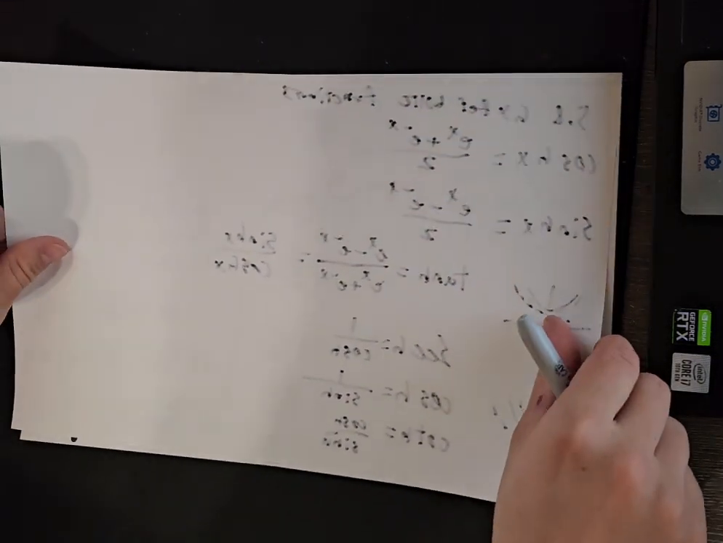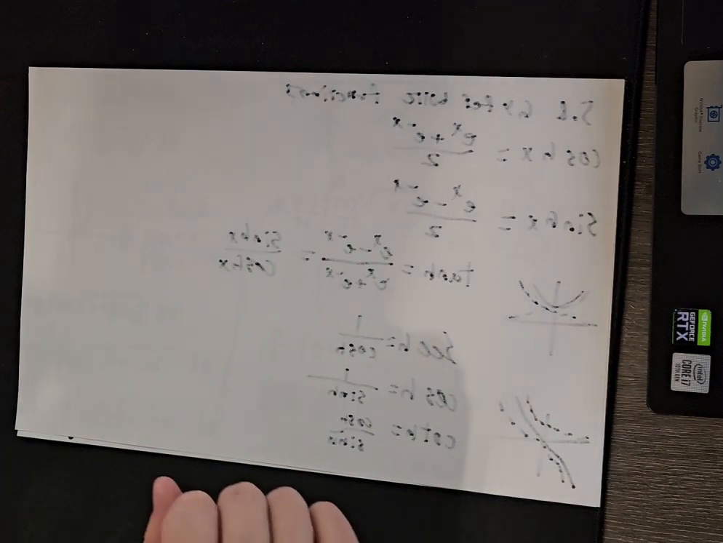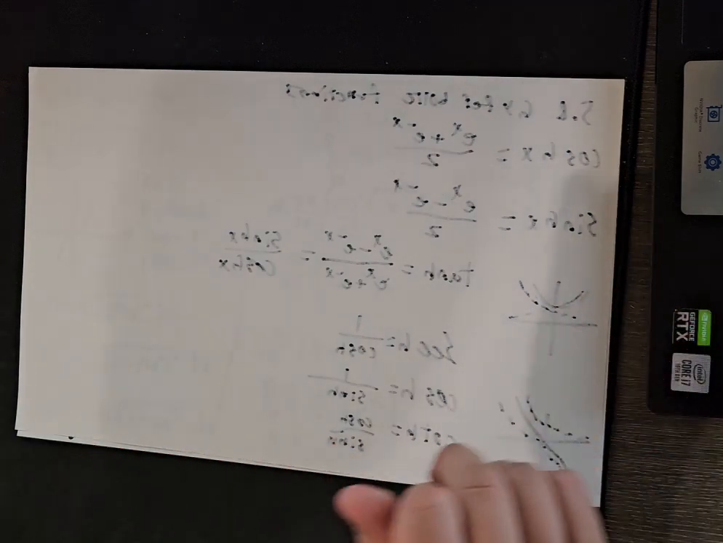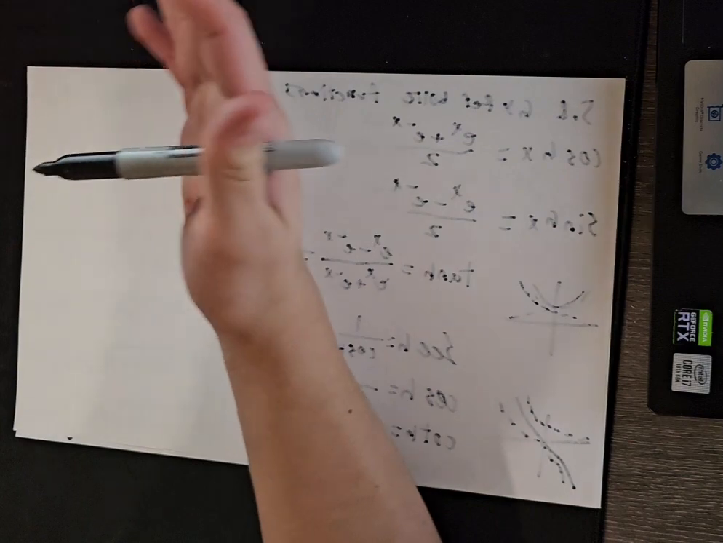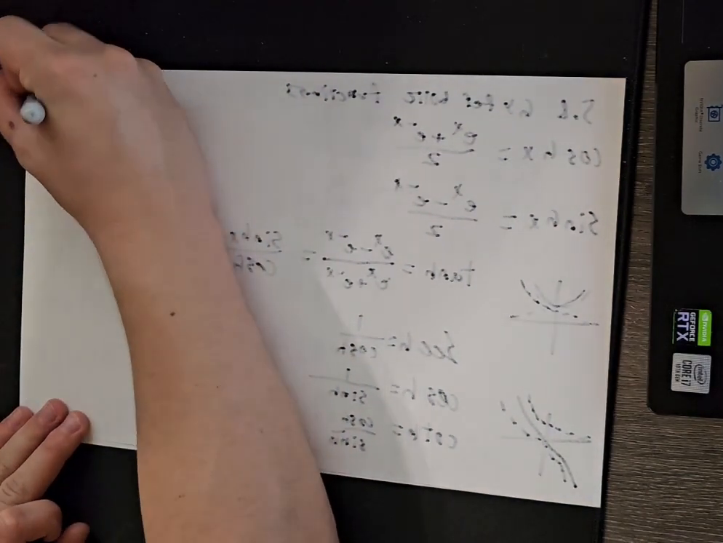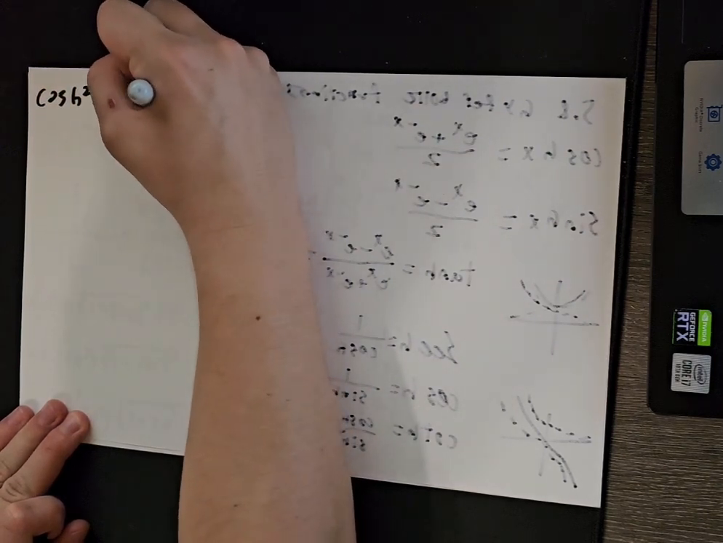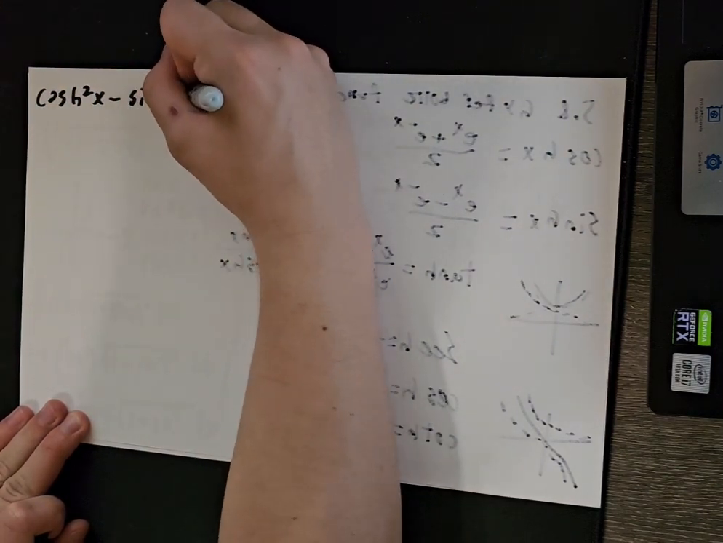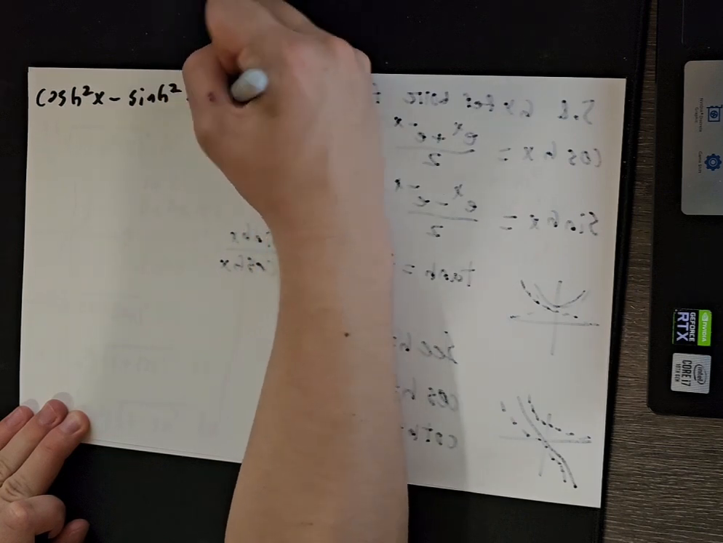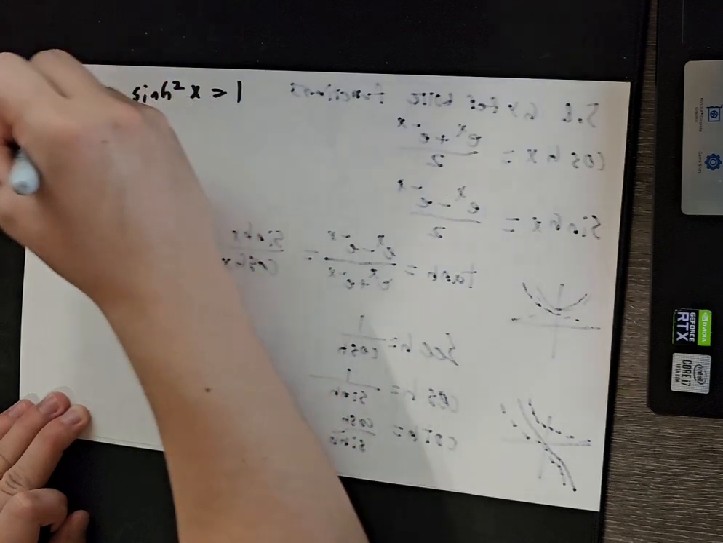Now, these functions also have identities, like our original trig functions. One of these identities is cosine h squared of x minus sine h squared of x equals 1. Now, these can be proven with their hyperbolic definitions.